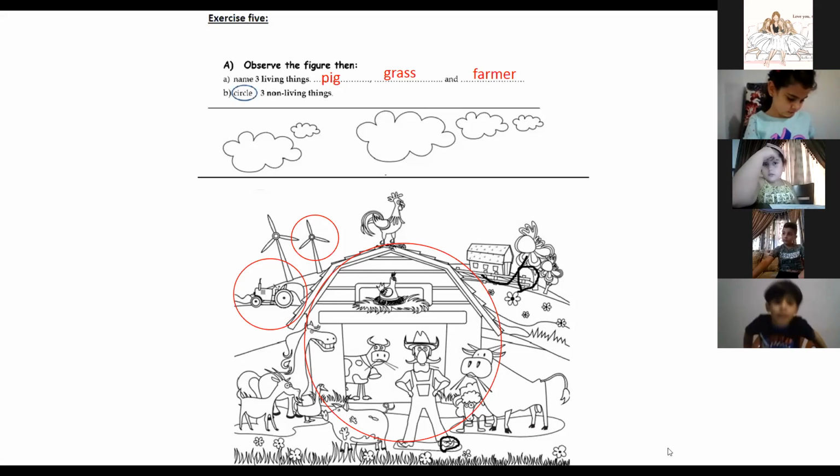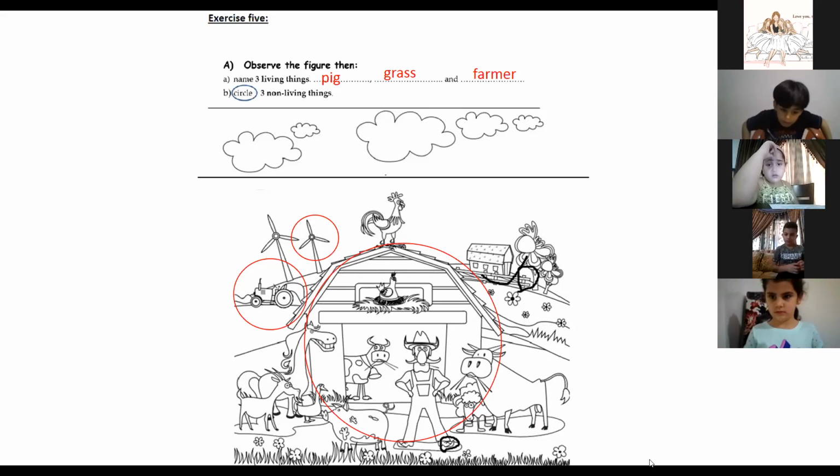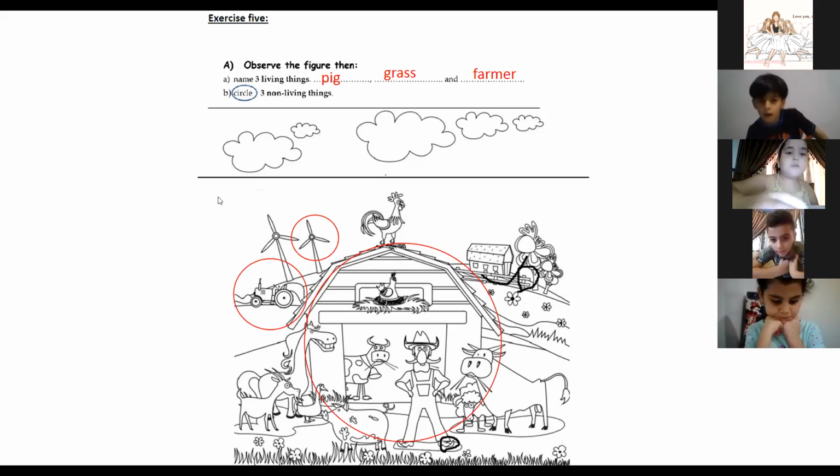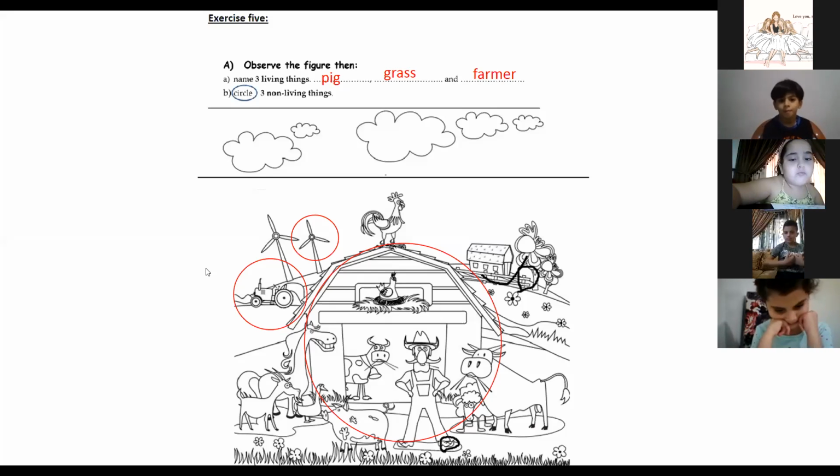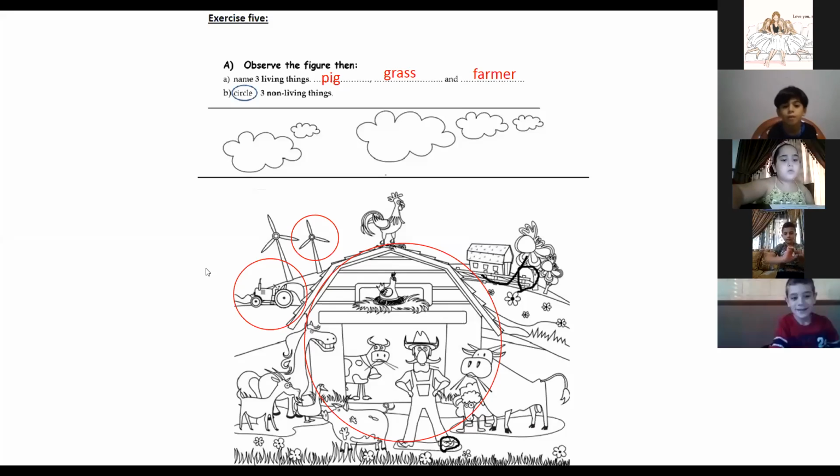Ali Jawad, do you want to tell me? Okay, I can hear. Hen. Okay. And caramel. Hen and horse and caramel. Great, hen and horse and farmer. So we all know the differences between living and non-living things.